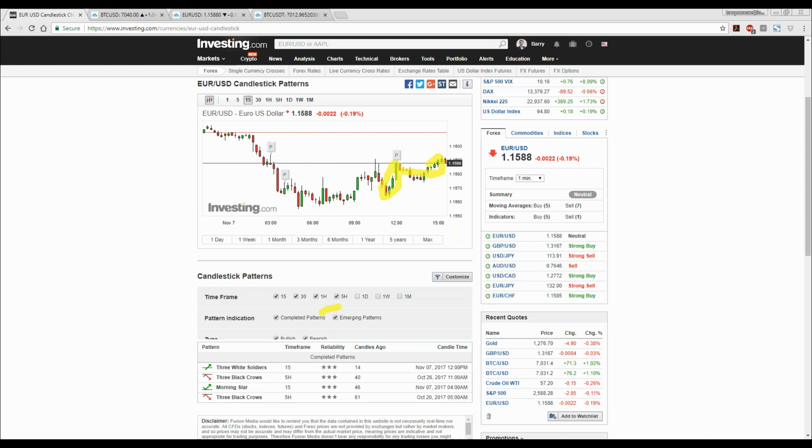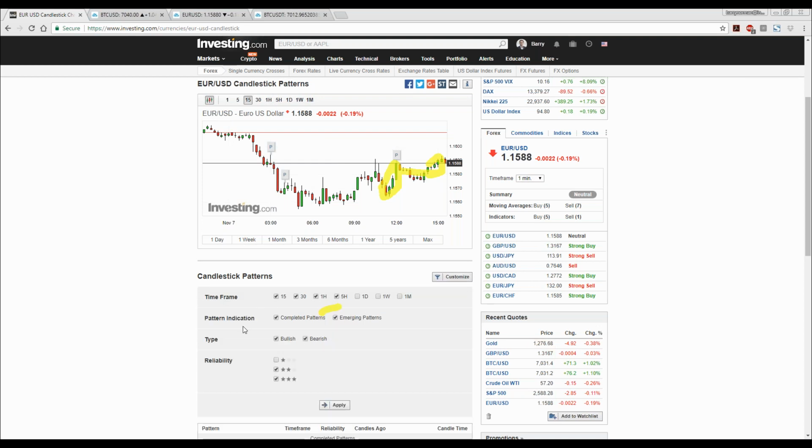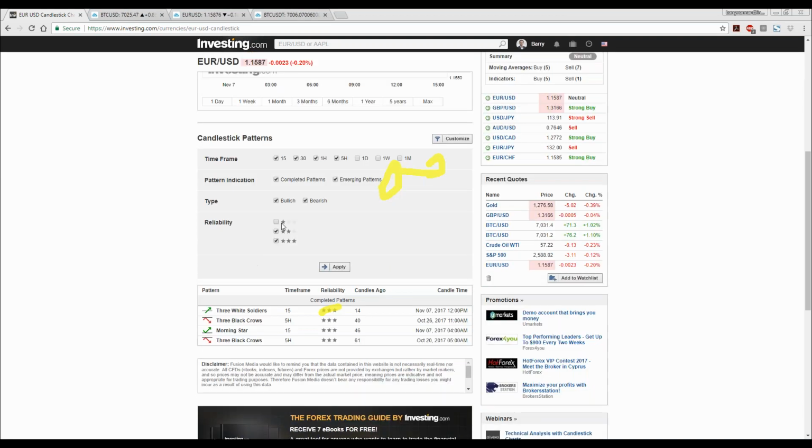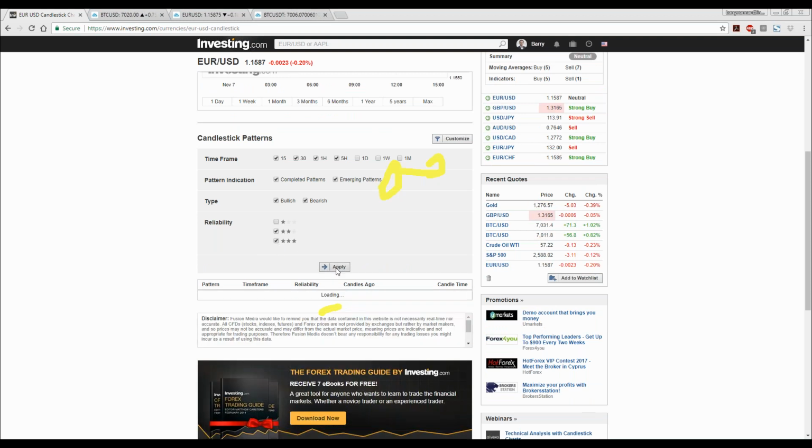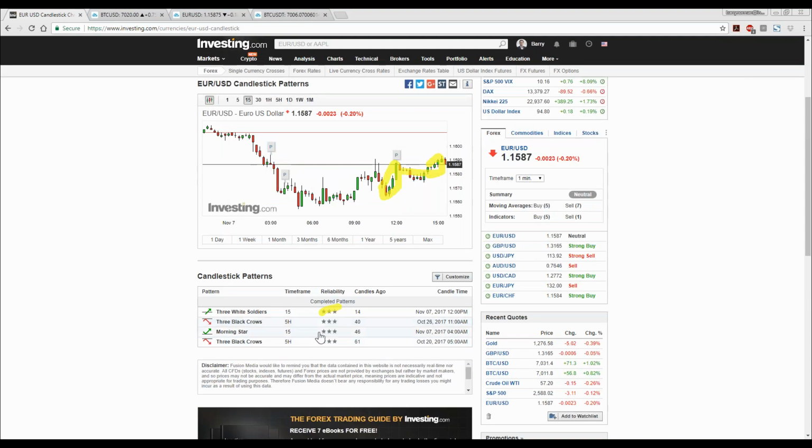So if you click up customize, you can pick out the time frames you want to see the patterns. Completed patterns or emerging patterns. Emerging patterns are important. I don't want to see any one-star patterns. And in most cases, you may not want to see two or three, only three, and then you click it and you apply it, and it will give you all of that information.